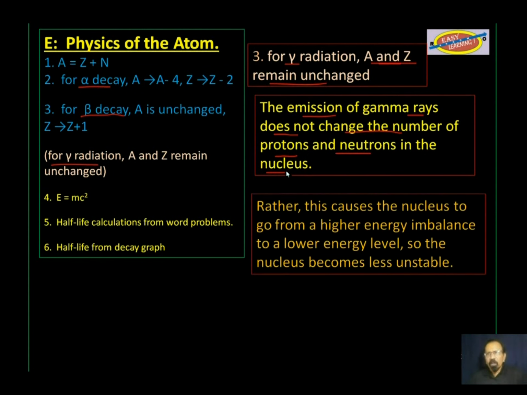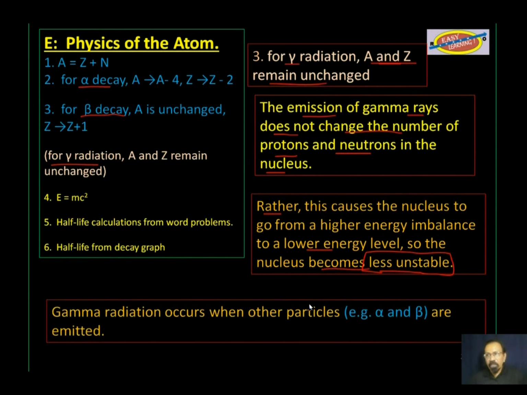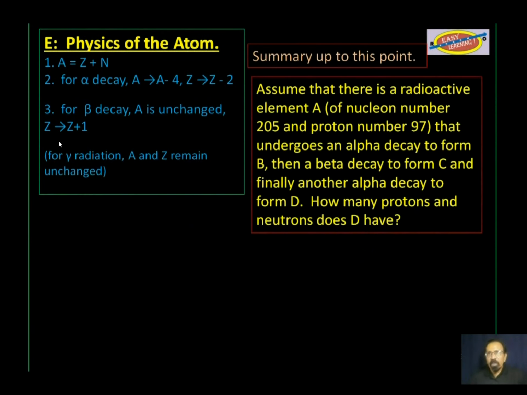In their emission, you have no change in the number of protons and neutrons in the nucleus. Rather, this causes the nucleus to go from a high energy imbalance to a lower energy balance. So the nucleus becomes less unstable. So actually it becomes more stable, but we can say less unstable. Gamma radiation occurs when other particles, example alpha and beta, are emitted. Now, summary up to this point, we will look at one example to see if we have learned the concept of alpha and beta decay.